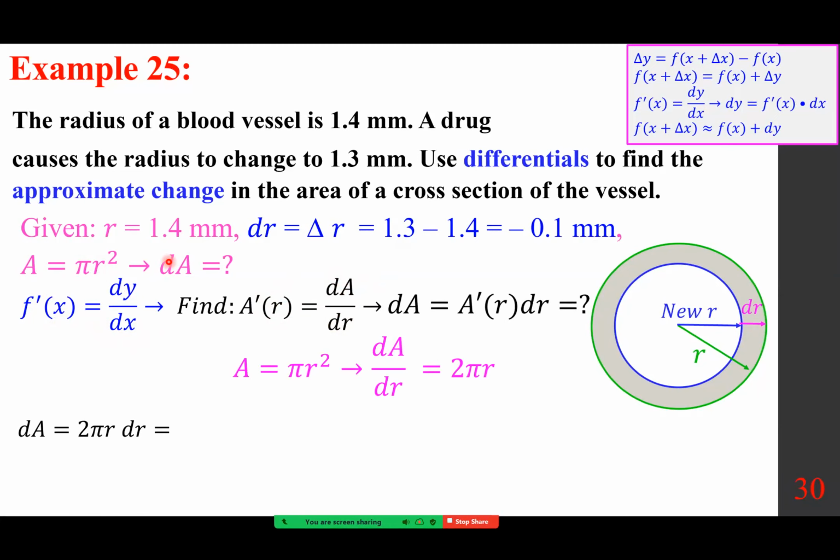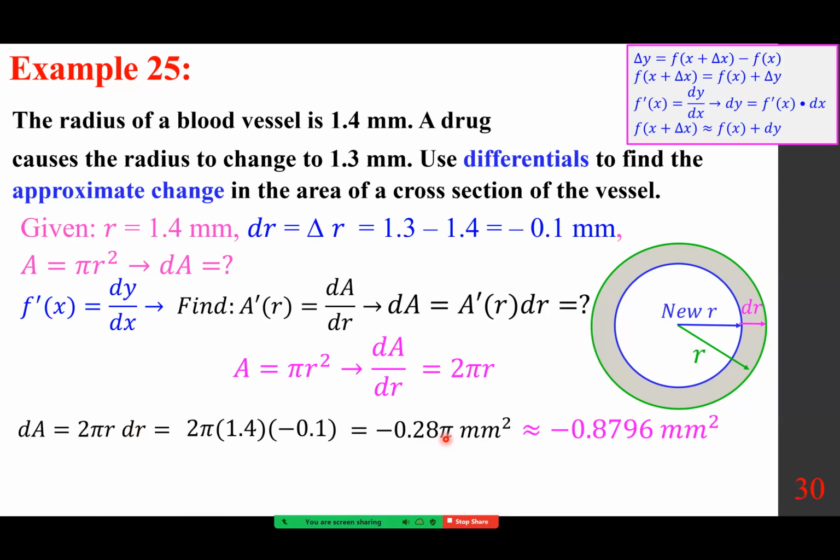Replace the r with 1.4, dr with negative 0.1. That will give us negative 0.28 pi millimeters squared, and this is an exact answer. You write with however many decimals they ask you using a calculator.